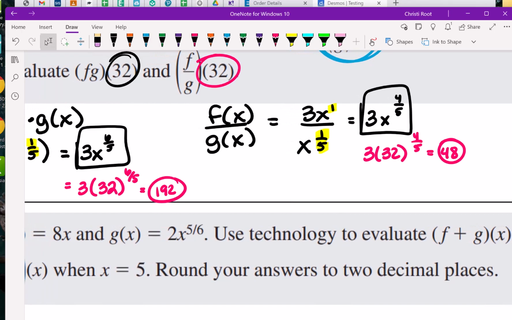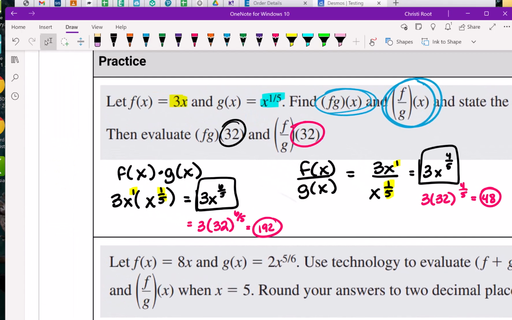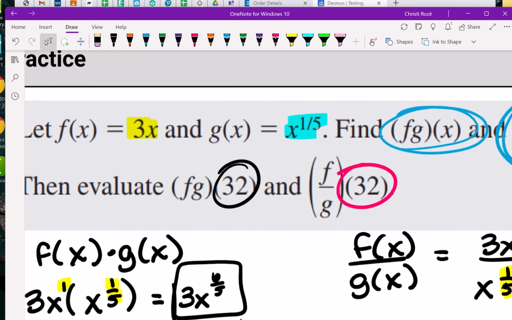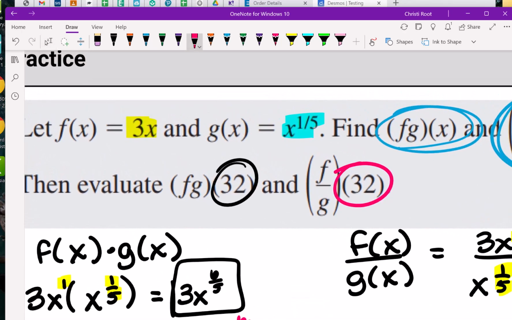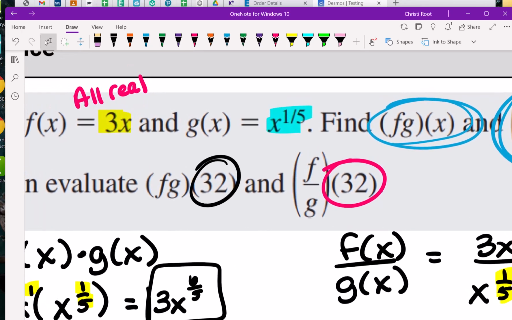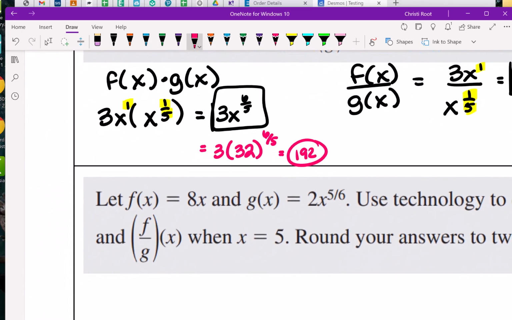Awesome. Okay, so let's talk about domain. Where are they going to have anything in common? The 3x is linear, so that's all real numbers, so there's no limitations. It's like literally the whole entire graph is shaded. But this one has an odd root. An odd root does not have any limitations, so it's all real. So guess what? They're both all real. That means the domain is also going to be all real numbers.